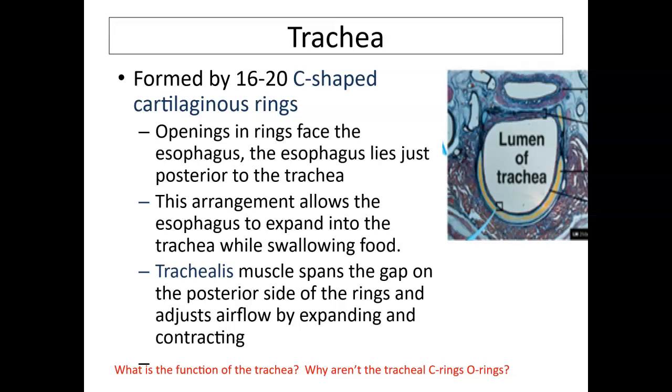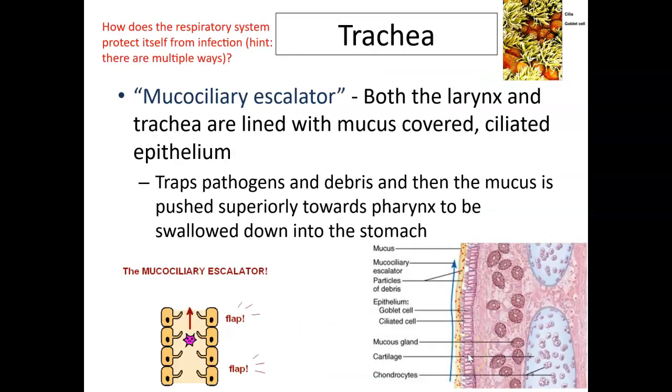The trachealis muscle can tighten and relax to help control how much air flows in and out of our lungs. Obviously, it is important to make sure that particles that don't belong or would be harmful to the lungs do not pass through the trachea. The respiratory tract is made of pseudostratified ciliated columnar epithelium. This tissue type is especially useful for trapping debris.